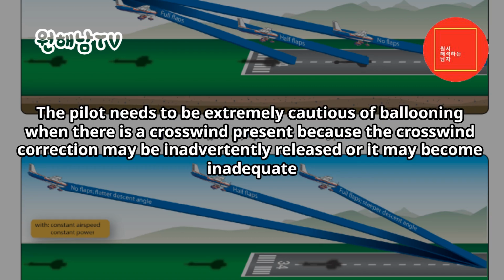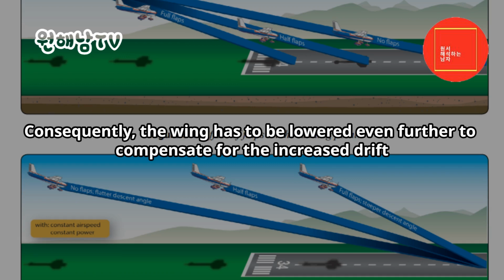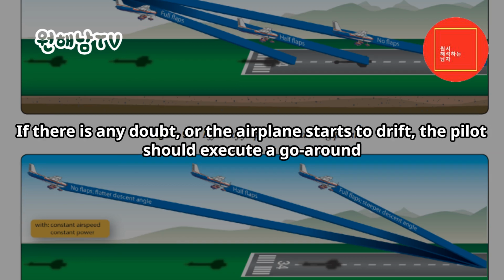The pilot needs to be extremely cautious of ballooning when there is a crosswind present, because the crosswind correction may be inadvertently released or it may become inadequate. Because of the lower airspeed after ballooning, the crosswind affects the airplane more. Consequently, the wing has to be lowered even further to compensate for the increased drift. It is imperative that the pilot makes certain that the appropriate wing is down and that directional control is maintained with opposite rudder. If there is any doubt, or the airplane starts to drift, the pilot should execute a go-around.